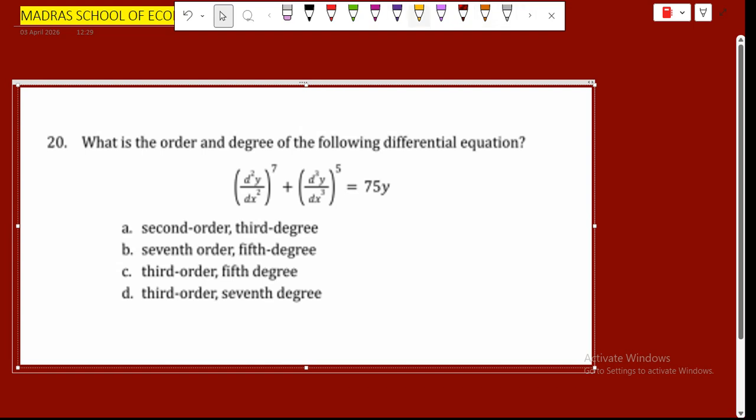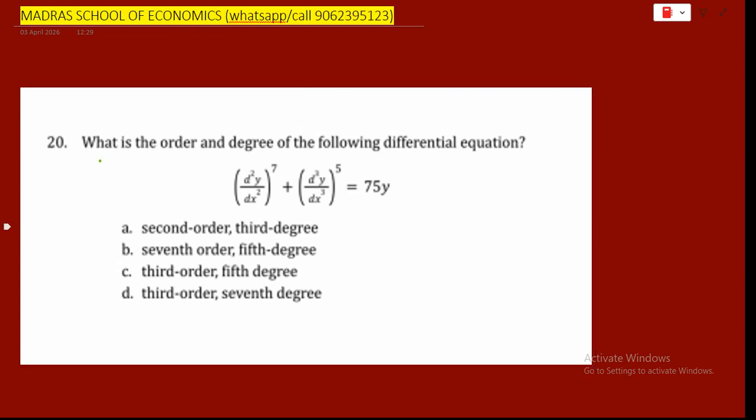What's this saying? What is the order and degree of the following differential equation? This is the equation. So option A says second order, third degree. Option B says seventh order, fifth degree. Option C says third order, fifth degree. And option D says third order, seventh degree.